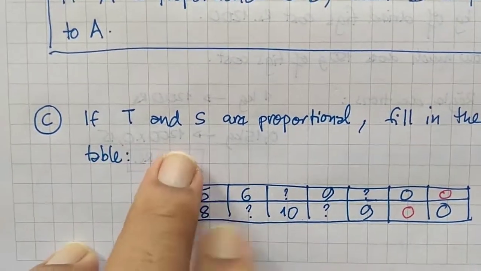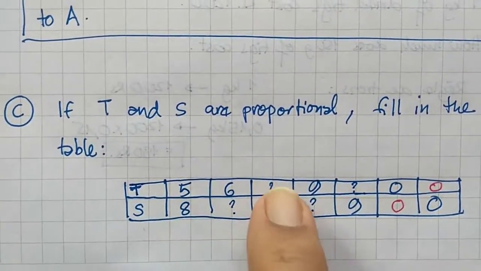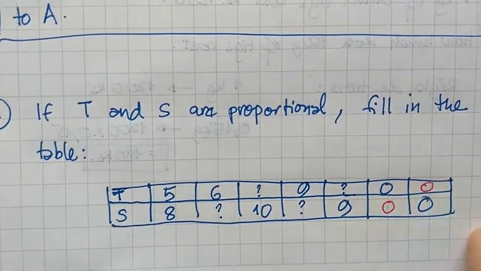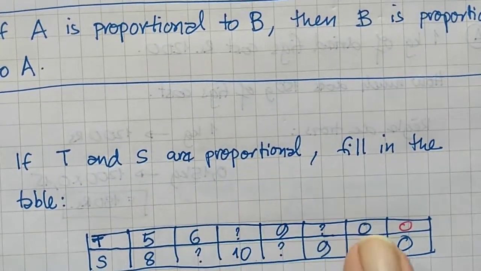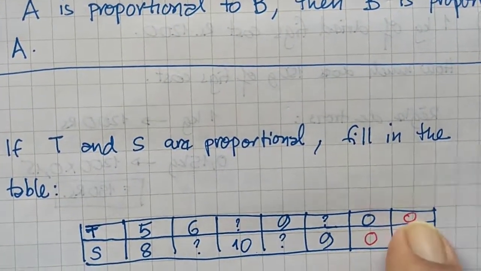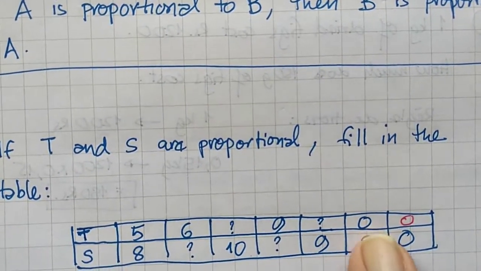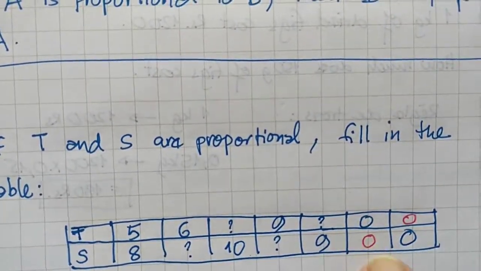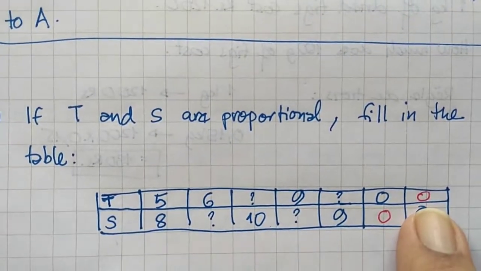If T and S are proportional, fill in the table. I'd given this table with question marks to represent what to fill in. T and S are two quantities that are proportional. Now if two quantities are proportional, we have seen that if one is 0, the other is 0. So these two values in red I can write immediately, because if T is 0, S is 0. If S is 0, T is 0. This is a fundamental property of any proportionality.